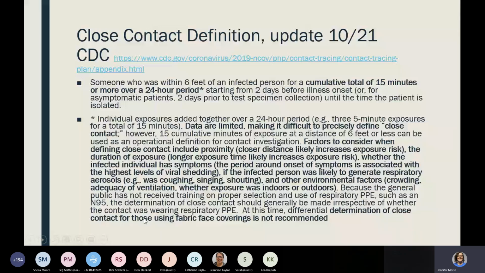Determination of close contact. For those using fabric face coverings, that is not recommended. That's a little bit more gentle. It used to say do not take into consideration face coverings. So that's basically saying we'll consider people close contact if they meet these other criteria, whether or not they're wearing a face covering. So I just wanted to share that so everyone knows that it's been tweaked a little bit. I know it already caused a lot of confusion, but everything's always changing.